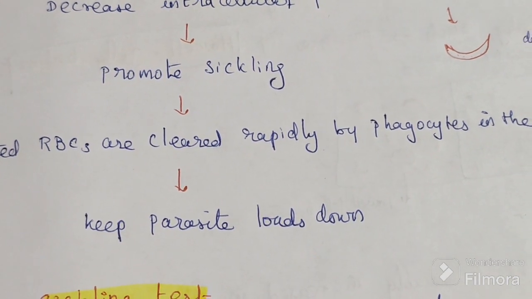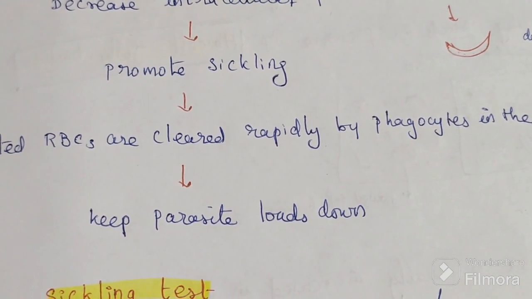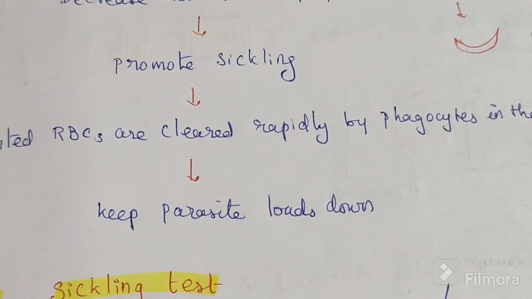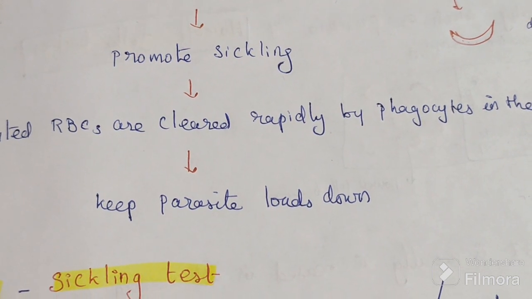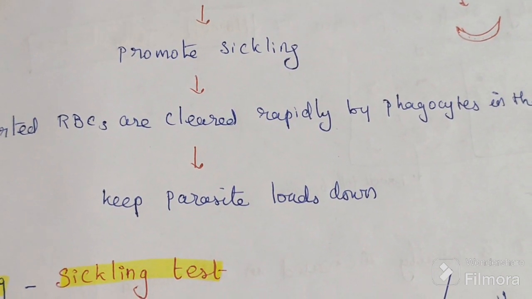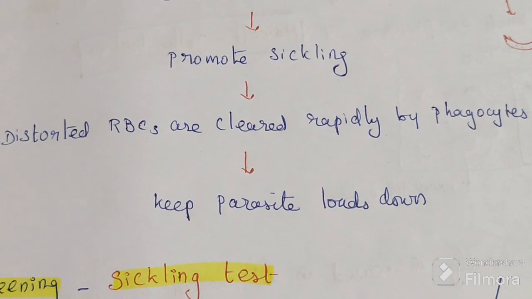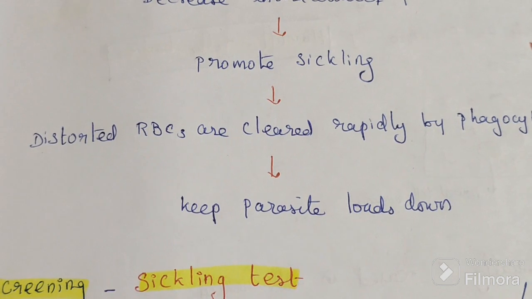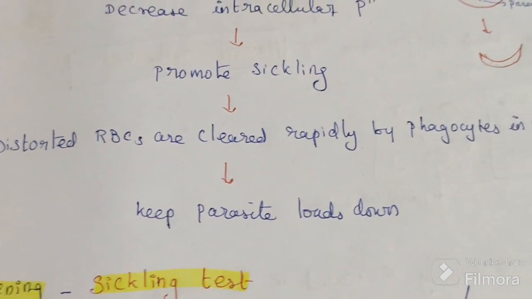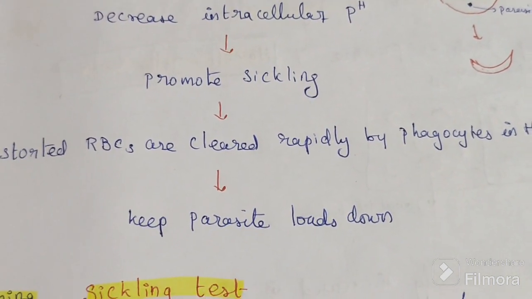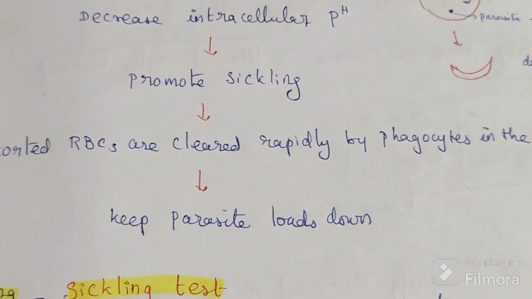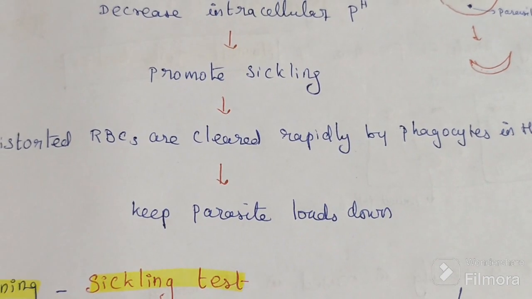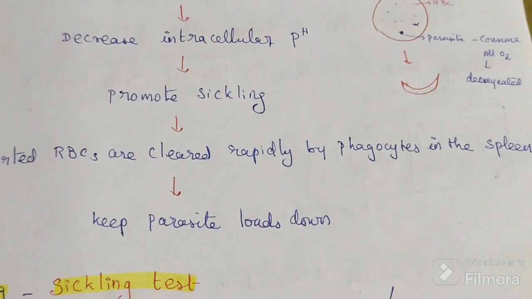Now the sickle shape RBC will be sequestered in the spleen. It will be phagocytosed. In the spleen, so many RBCs are killed, and along with that RBC, the Plasmodium parasite present also undergoes phagocytosis. So the parasite load goes down, and they are protected in this way. They are protected against falciparum malaria.